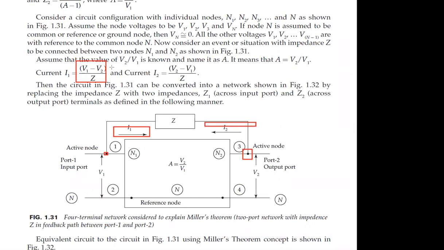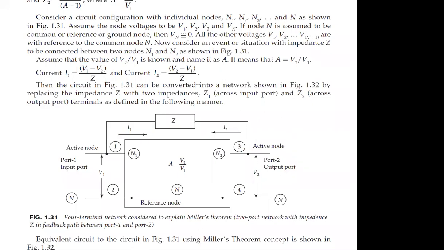I1 equals (V1 minus V2) by Z, and similarly we can write I2. It is in the opposite direction, so we write (V2 minus V1) by Z. We can write this relation by seeing the diagram: I1 equals (V1 minus V2) by Z, and I2 equals (V2 minus V1) by Z. Now the circuit is converted so that Z is replaced by two components, Z1 across the input and Z2 across the output.